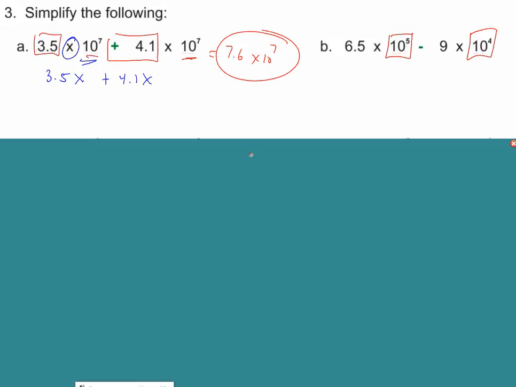Okay, to get the same power, you need to change either the 10 to the 5th into a 10 to the 4th, or the 10 to the 4th into a 10 to the 5th. The best way is to change the smaller one and make it bigger. So if we're just going to make this now a 10 to the 5th, we've changed the problem. This has gone up by a power of 10. Instead of this being a 10,000, we just made it 100,000. We made it 10 times bigger.